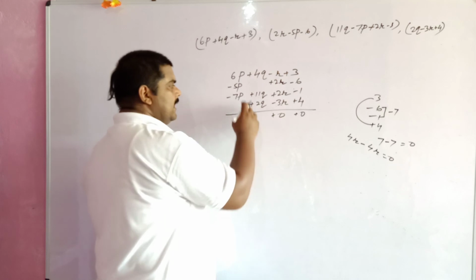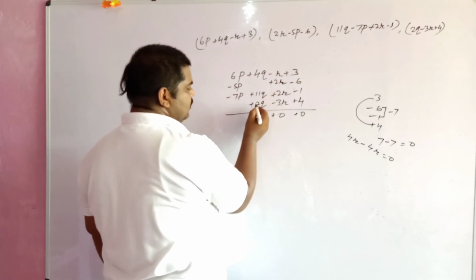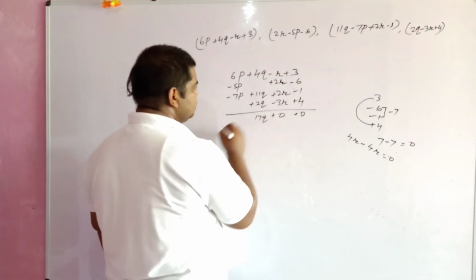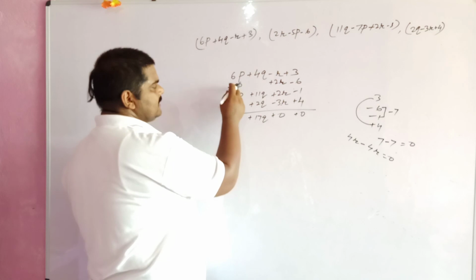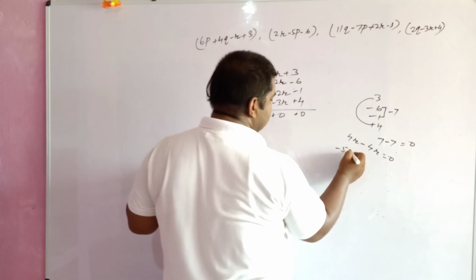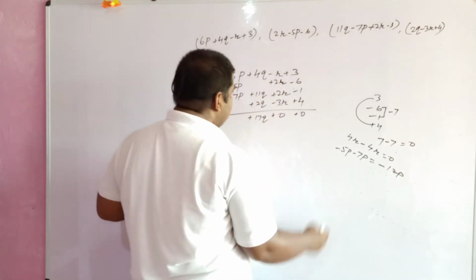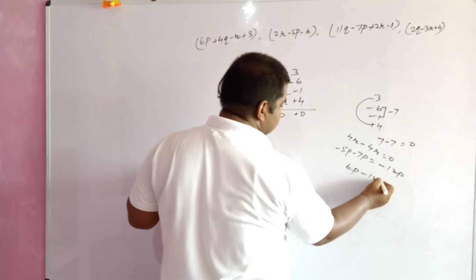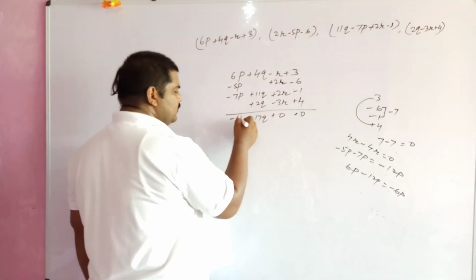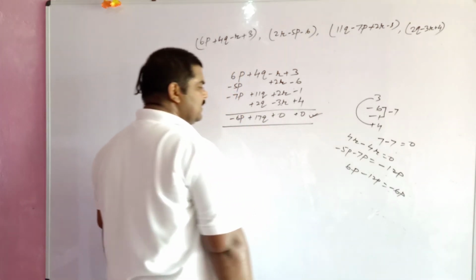Now go further, all are positive, and this must be added. 4q plus 11q plus 2q, how much? 17q. And at last you can see 6p minus 5p minus 7p. Actually minus 5p minus 7p is equal to minus 12p. And when you subtract, 6p minus 12p, the result is minus 6p. So here you have to write minus 6p, and now your addition has been completed.